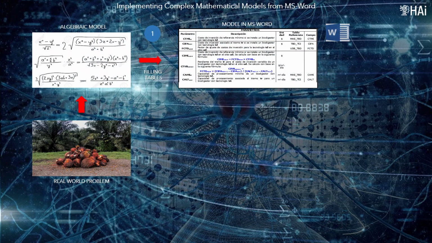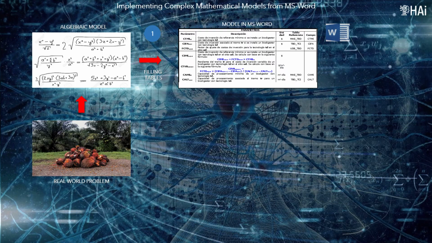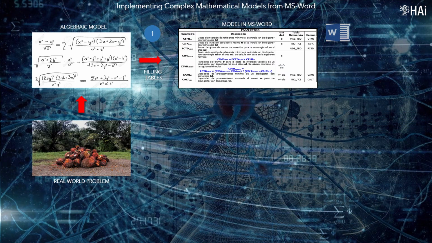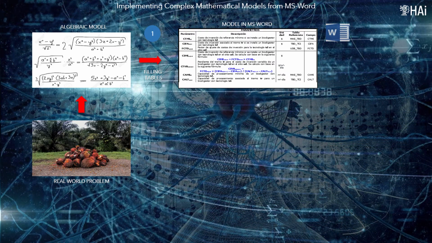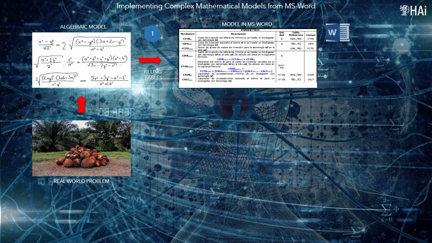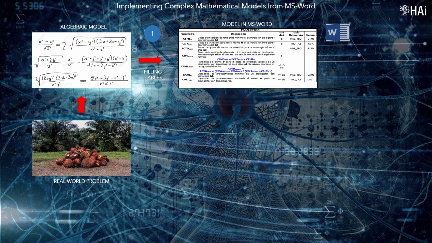For implementing complex mathematical models from MS Word, the stages are: first, convert the algebraic model to a formulation in MS Word, in the form of tables.